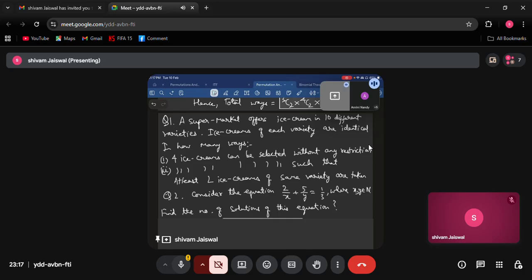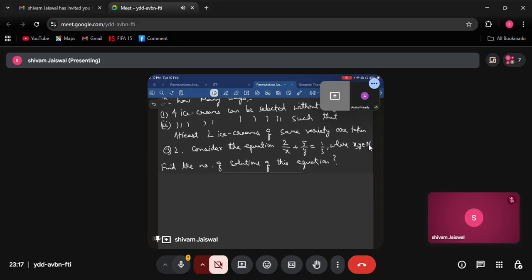Okay, I'm solving number one. We need to find out, now, total, how many ice creams are there? There are 10 varieties, right? Ice creams of each variety are identical. So there are 10 varieties.